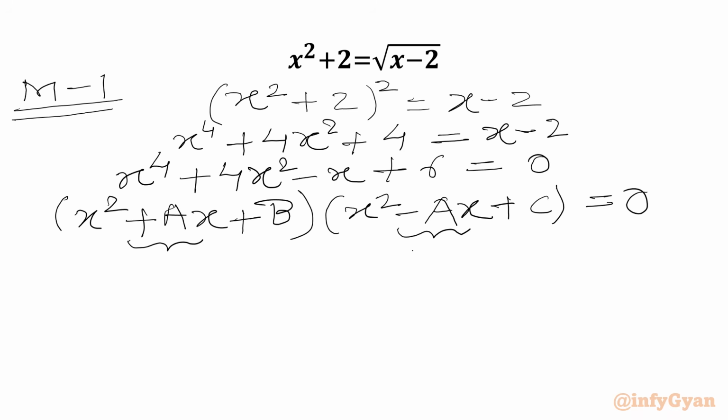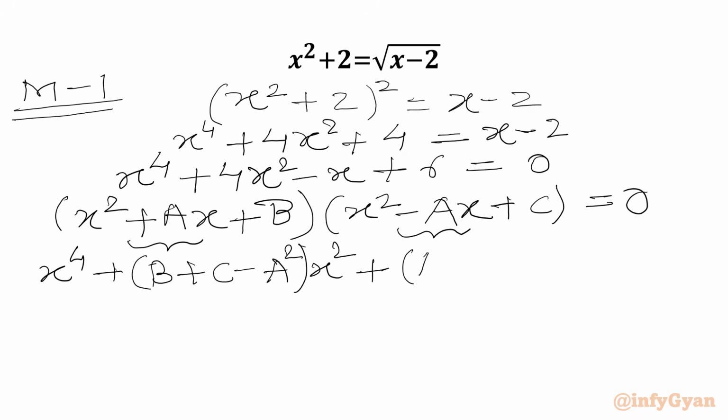Now we have to multiply these two brackets. So we are going to get x power 4 plus (b plus c minus a square) times x square plus (ac minus ab) times x plus b times c, which is bc, equal to 0.